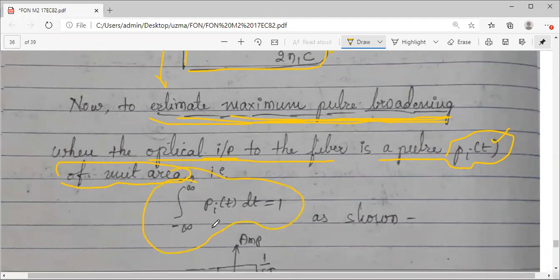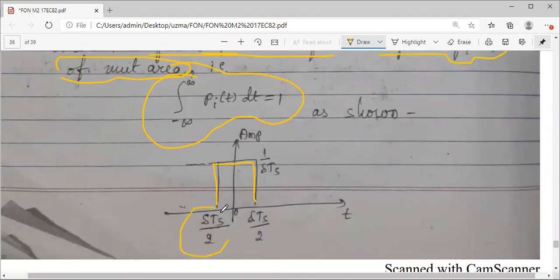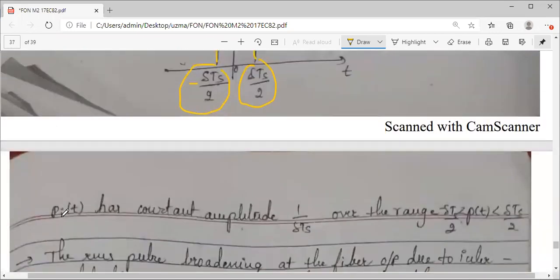How can you represent this? We are considering this to be like this. It is a pulse, it has a time limit from minus delta ts by 2 to plus delta ts by 2. And what is its amplitude? We are assuming that 1 by delta ts is the amplitude. So this is the consideration we are making. Pi has a constant amplitude over the range from minus to plus.